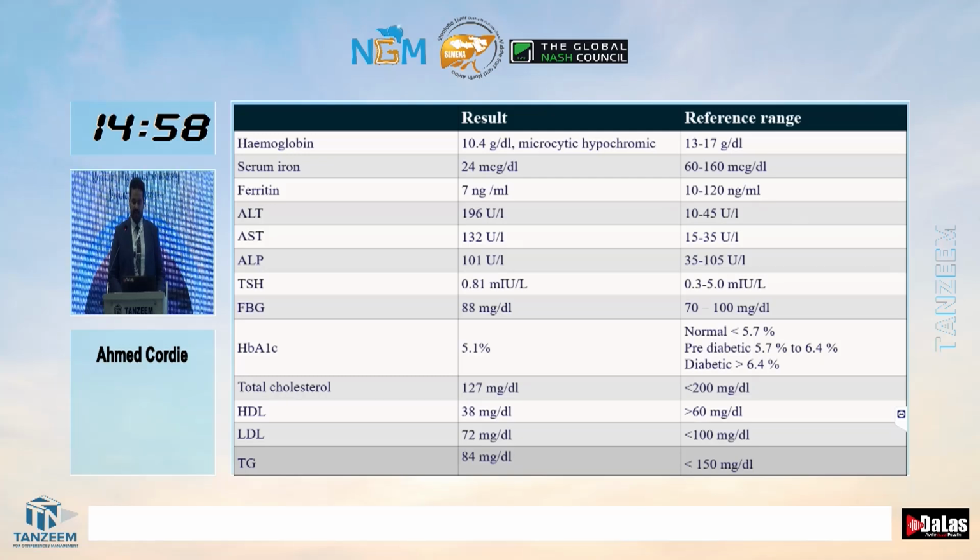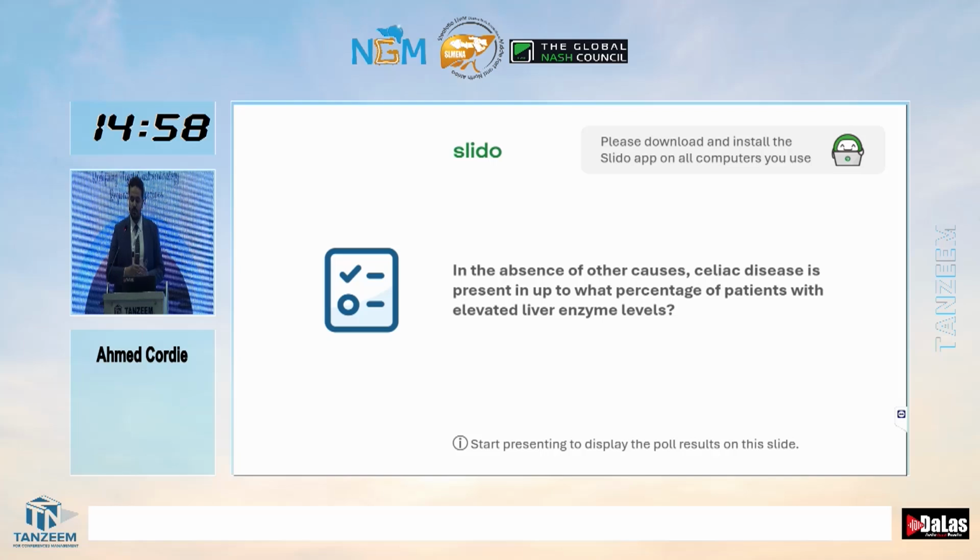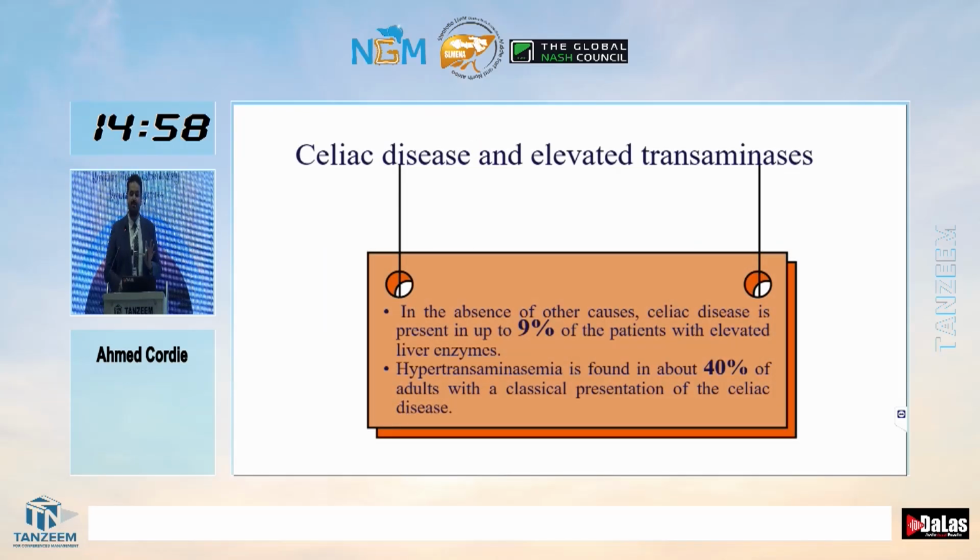Laboratory investigations showed microcytic hypochromic anemia with elevated transaminases, normal alkaline phosphatase, normal thyroid functions, normal glycemic state, and normal lipid profile. So in the absence of other causes, in your opinion, in what percentage of patients presenting with elevated liver enzymes can celiac disease be the cause? Maybe 5%, 10%, 20%. Actually, according to the literature, 9% of patients presenting with elevated liver enzymes without a specific cause have celiac disease.